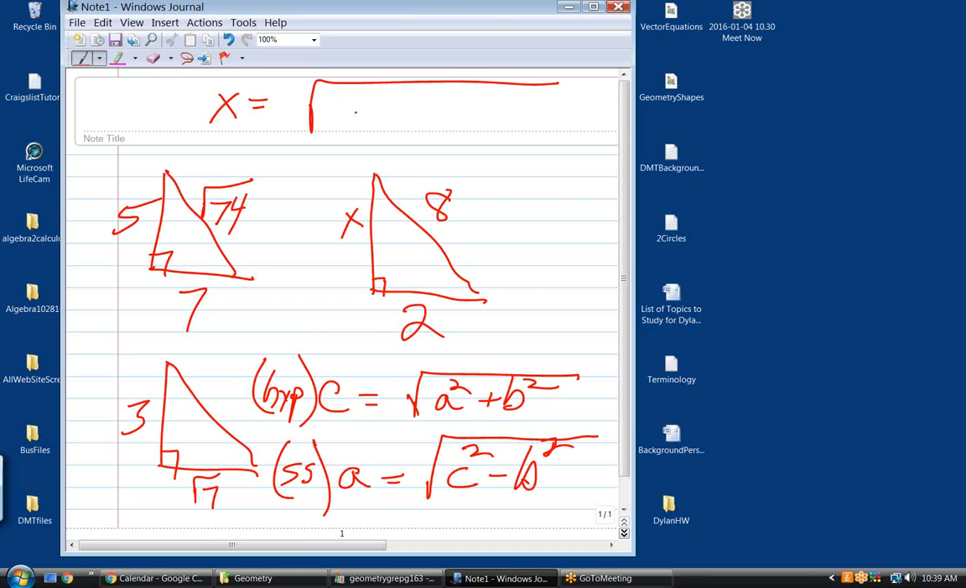So what is this? That would be x is equal to the square root of 8 squared minus 2 squared. And it makes a difference. If I did 2 squared minus 8 squared, I'd end up with a negative number. So that's 64 minus 4. Square root of 60. Can the square root of 60 be simplified?